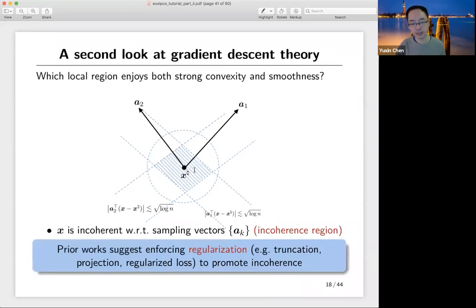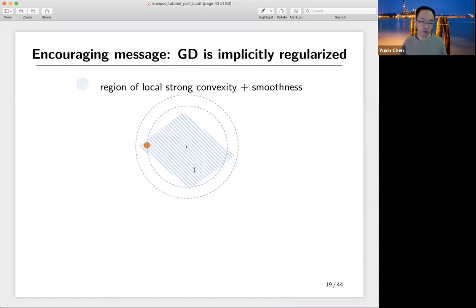If we are able to make sure our iterates always fall within this shaded region, then because the region enjoys strong convexity and smoothness and is well conditioned, maybe the algorithm can perform much better. In fact, a lot of prior work suggests using regularization procedures to make sure that you are falling within this region. It turns out that with careful statistical analysis, you can show that throughout the entire trajectory, gradient descent enjoys a certain implicit regularization phenomenon, in the sense that it is implicitly regularized so as to always fall within this nice region. Even though this is not a ball-shaped region, you never jump out of it.